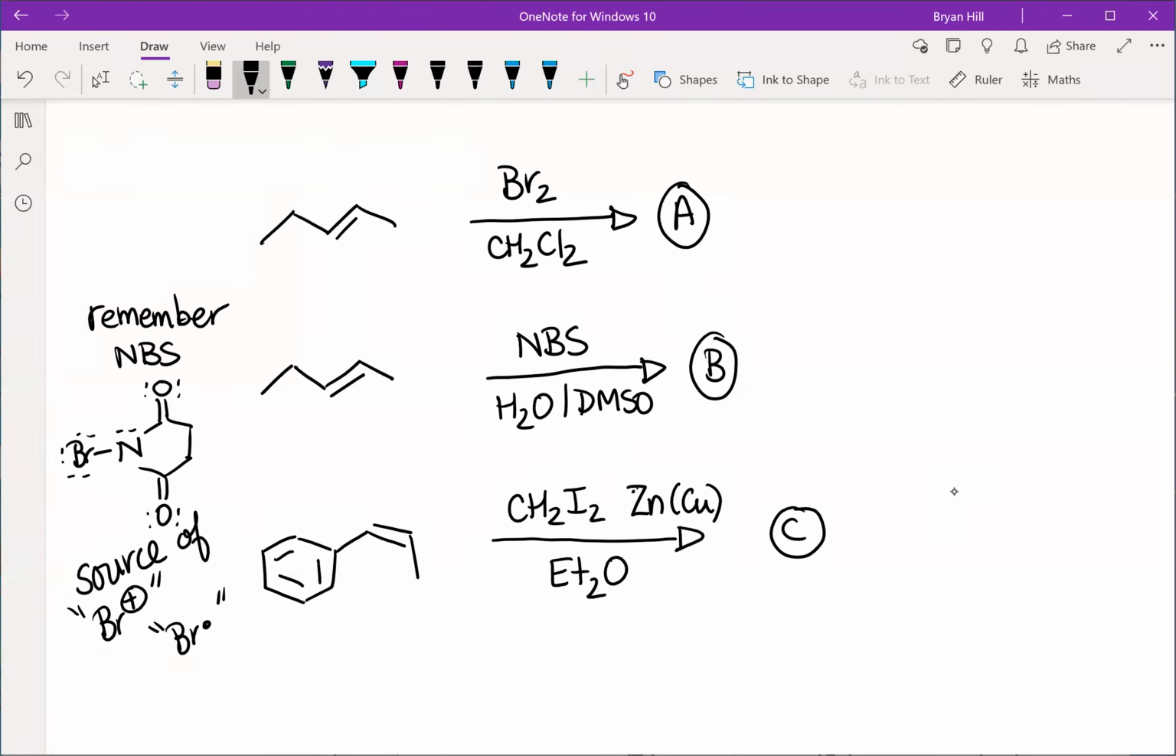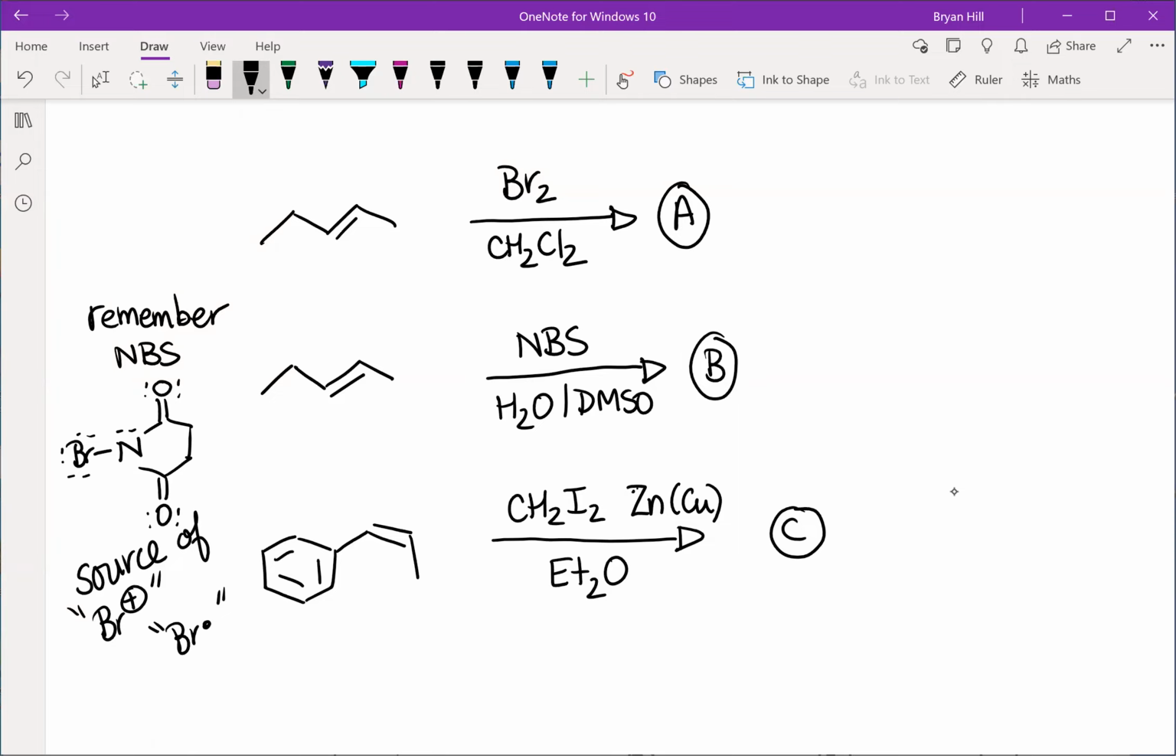So remember NBS, which is N-bromosuccinimide, it's a source of both bromine plus and bromine radical. And it's used because it's a nice crystalline solid, so it's easy to weigh. Molecular bromine is a red liquid, which is quite pretty, but it's very dense. Particularly if you're using small quantities and need a precise volume, it can be problematic. So it's sometimes just easier to use NBS. Plus, it fumes a bit, and if you don't like breathing in bromine, that can be a problem.